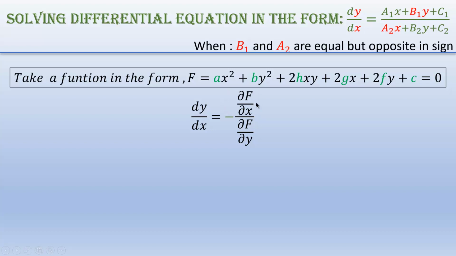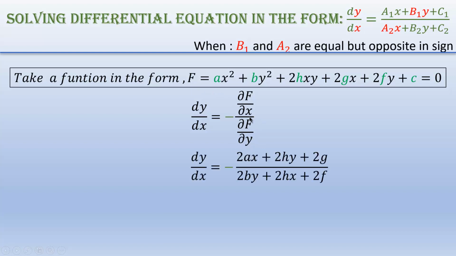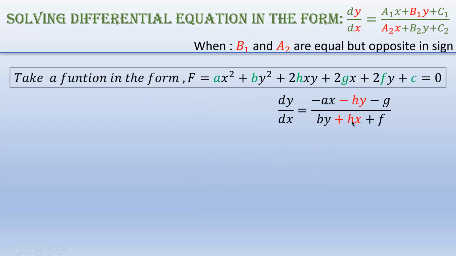So df by dx means just the partial derivative of f with respect to x, and df by dy means the partial derivative of f with respect to y. So we can get this value, and taking 2 common we get this value for dy by dx. Let's keep it aside, and what we can see here is that for this type of function, the coefficient of y in the dy part is -h and the coefficient of x in the dx part is +h.